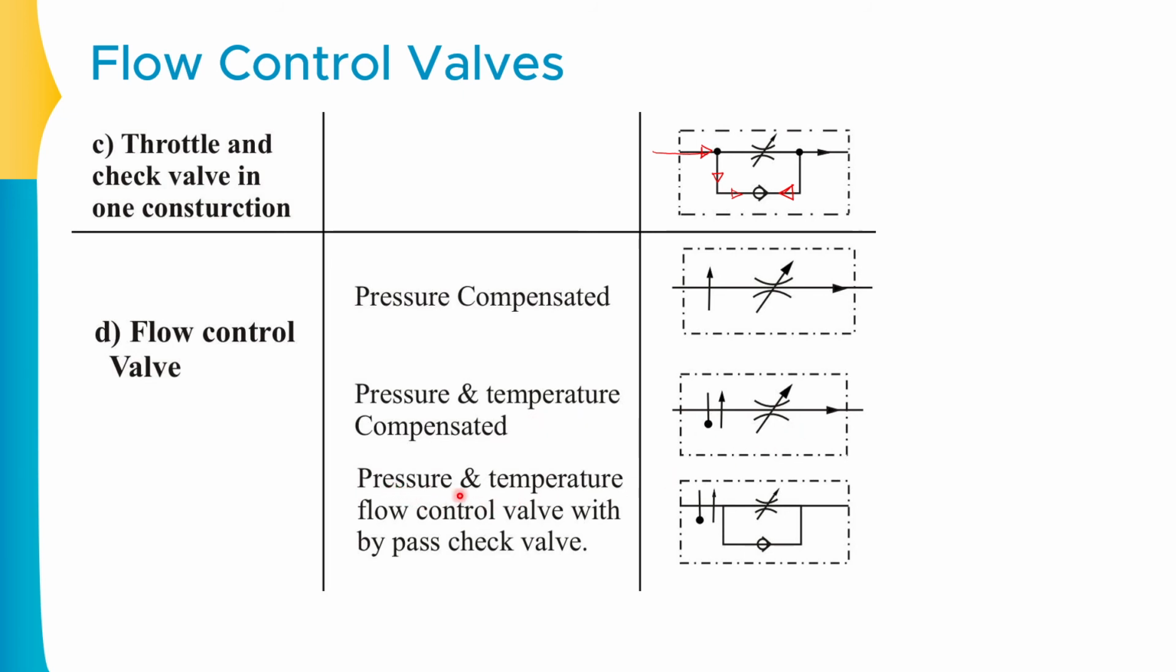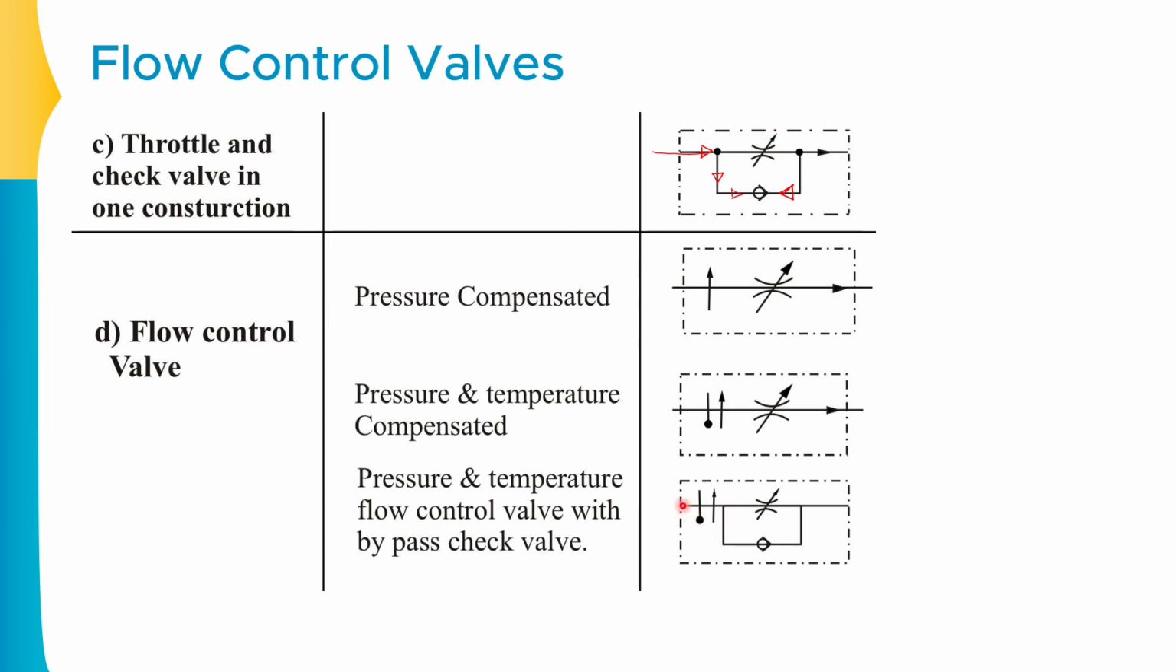The last one is the pressure temperature flow control valve with bypass check valve, which is a combination of the previous ones. This is pressure and temperature compensation in addition to the check valve. So this is the combination.